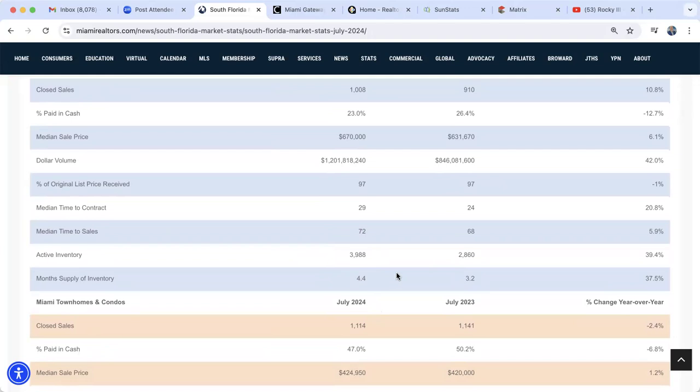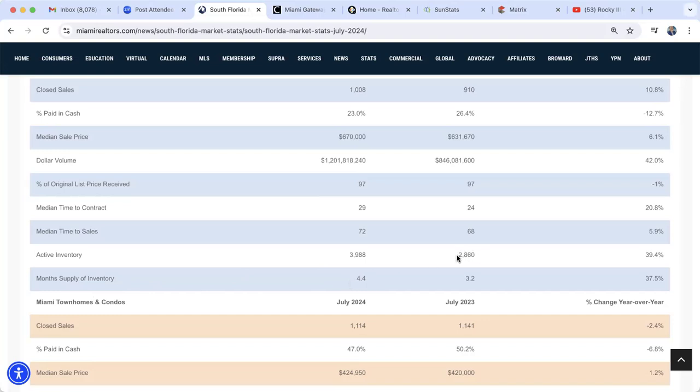And you will see once we jump into Matrix how drastically low our inventory really is as compared to, say, 7 years ago when we had 8,000, 9,000 active listings. All right. So indeed, we're still in a seller's market. The months of supply is 4.4. So that's actually climbing, right?